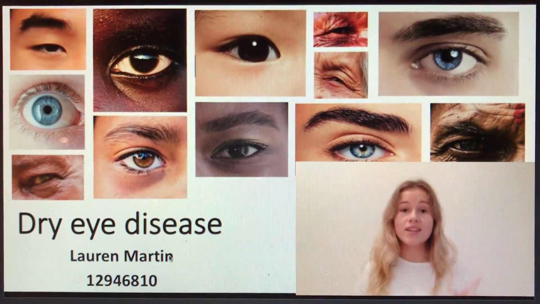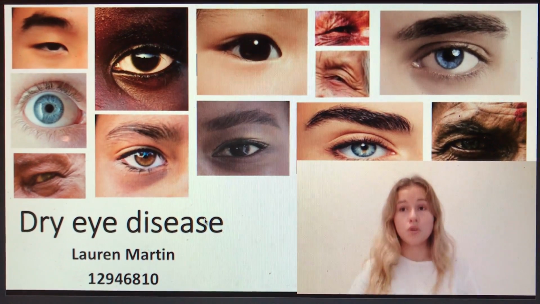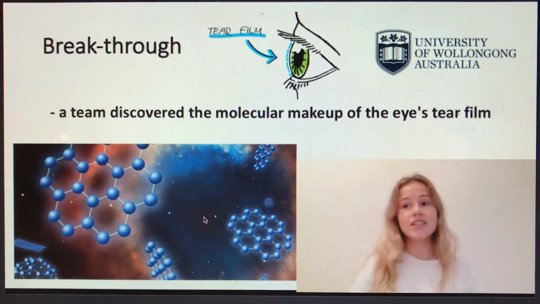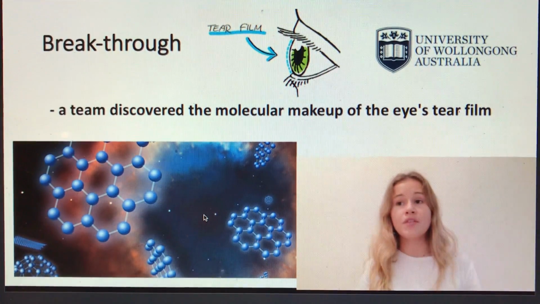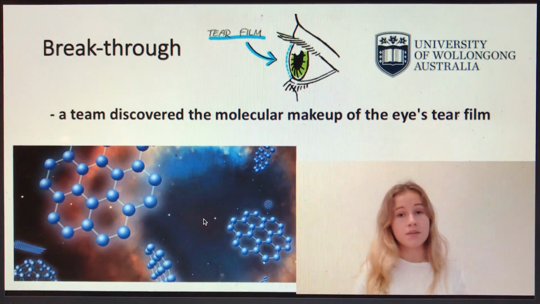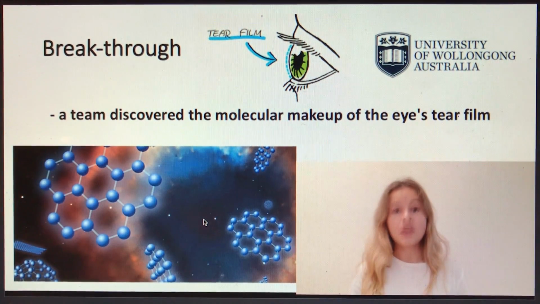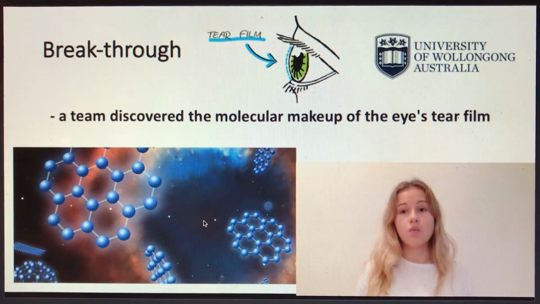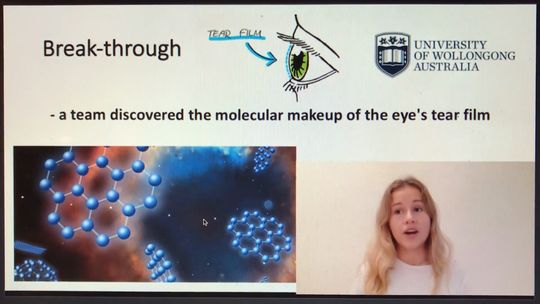Recently, the University of Wollongong had a breakthrough in dry eye disease, where a team discovered the molecular makeup of the eye's tear film. This breakthrough is leading to more effective treatments of dry eye disease. The surface of the eye is covered in an oily film that slows the evaporation process of the underlying water, preventing the eye from drying out.